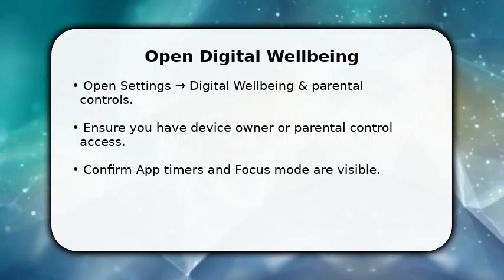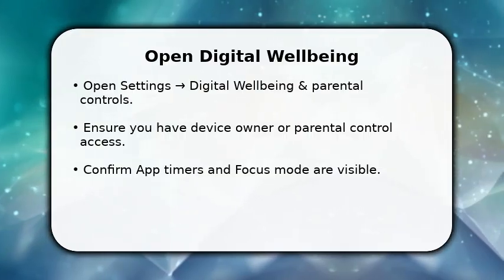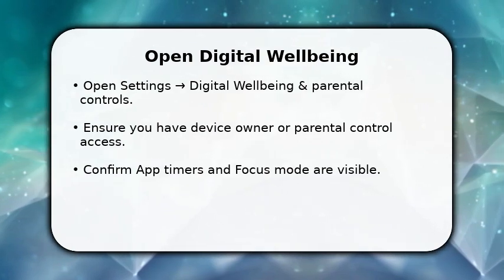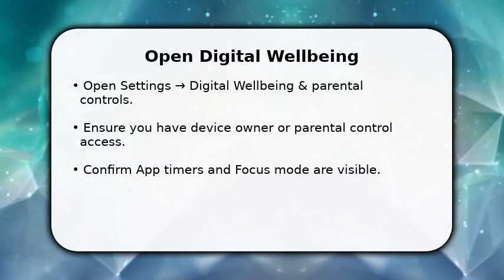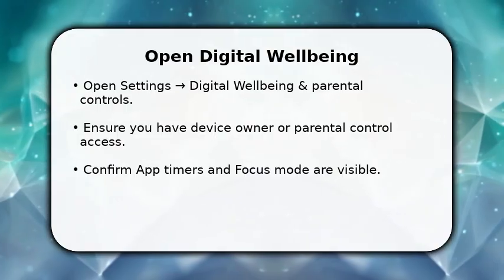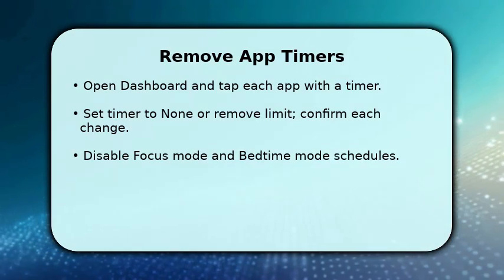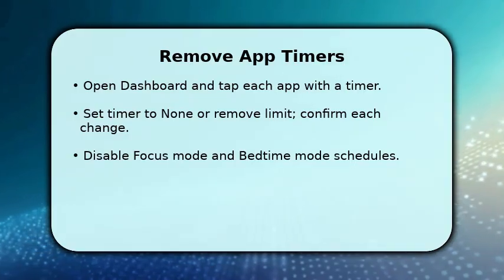Once visible, tap the dashboard to begin removing app limits. This step unlocks the specific controls you will change next. You now remove limits for each app in the dashboard. Tap an app with a timer, then choose None or Remove Timer and confirm. Do this for every app listed.